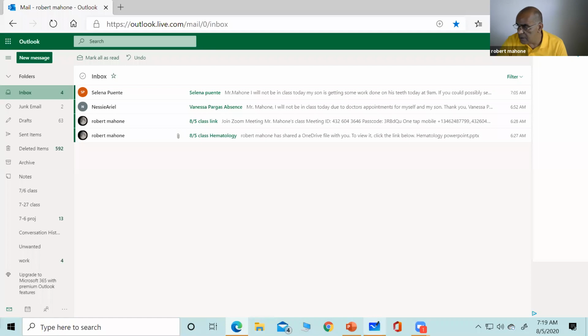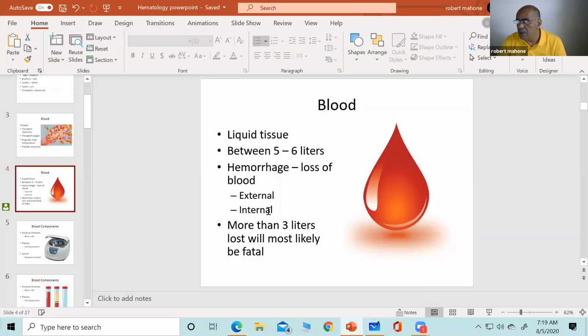All right, so where were we? Right here. All right. So a hemorrhage can be internal or external. If somebody loses more than 3 liters of blood, there's a good chance they won't survive that. And it's one of the things that paramedics look for when we show up at an accident site. We're looking to see how much blood is actually in the street. That's a big deal for us, okay?